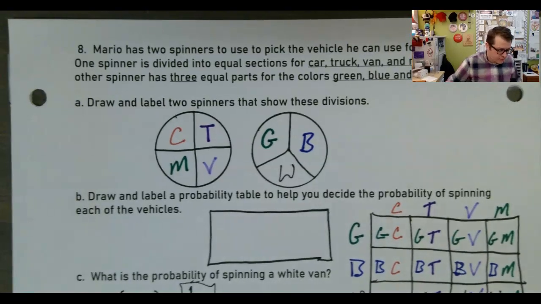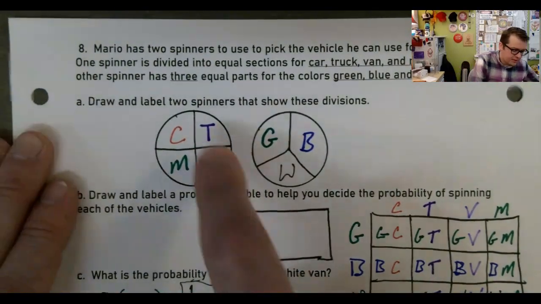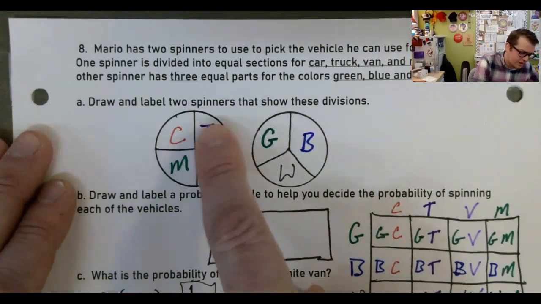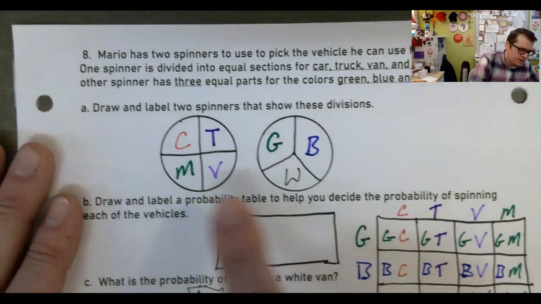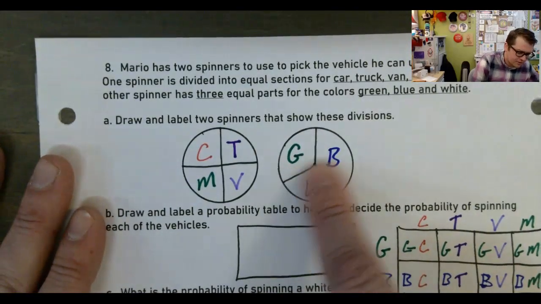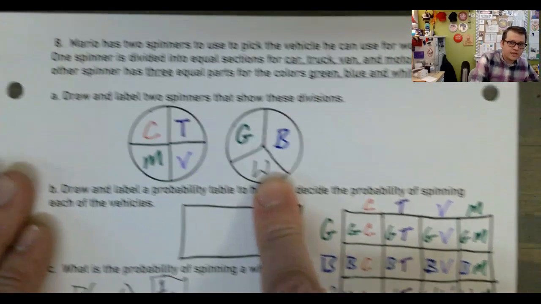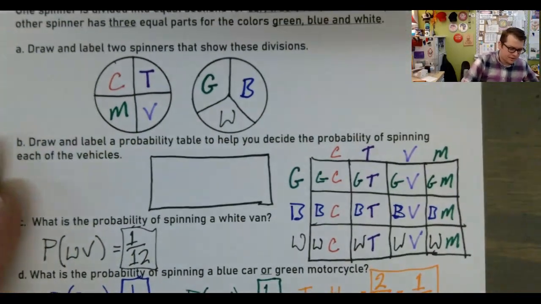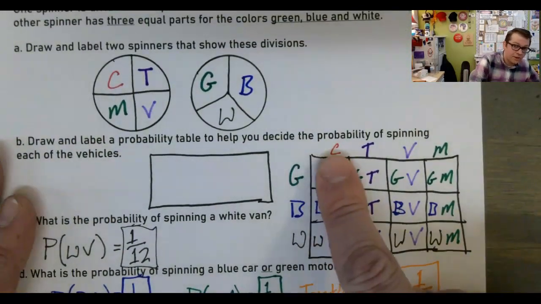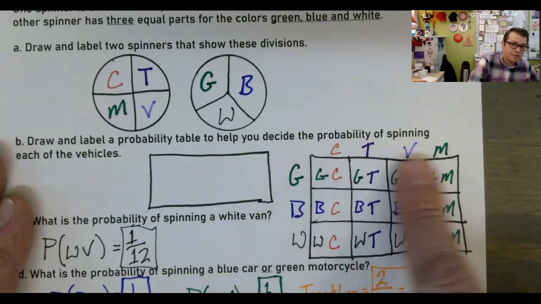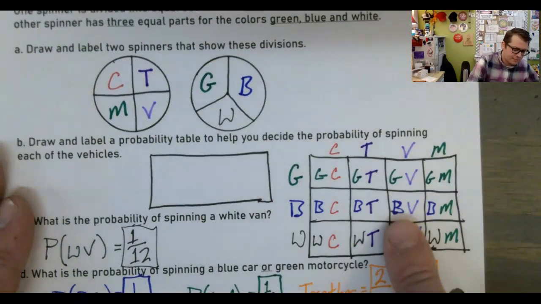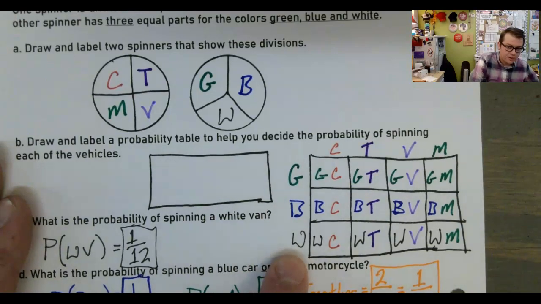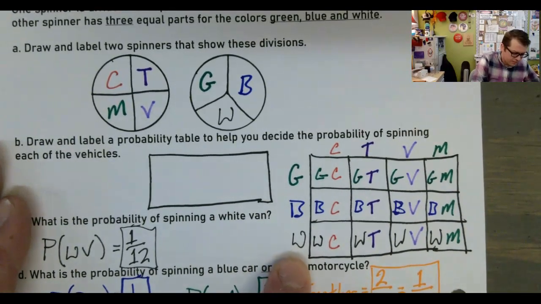All right, for number 8, we have 4 different types of vehicles. So my spinner for type of vehicle: car, truck, van, and motorcycle. My spinner for 3 different colors: green, blue, and white. So then a table that would have represented this, I have told you guys that I normally go with more options across the top. So I kept my color coding with my spinners up here: green, blue, and white. White would be hard to draw in white, so I just drew that in black.